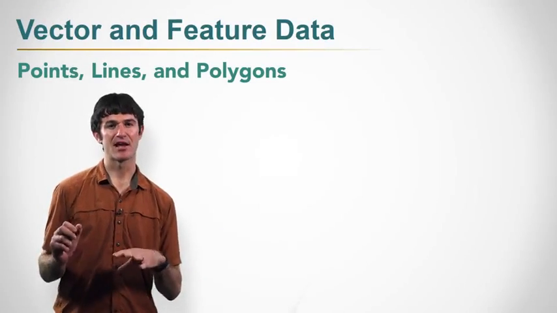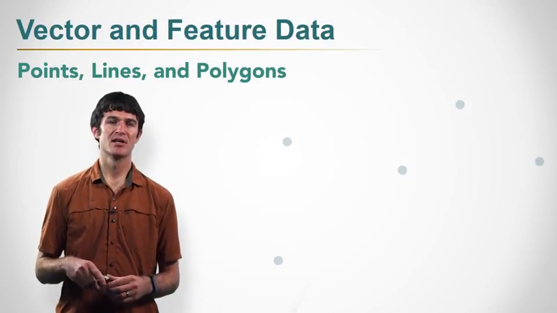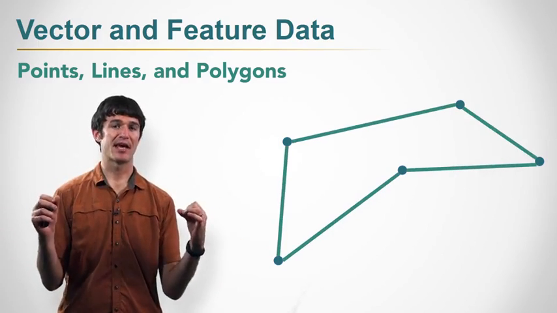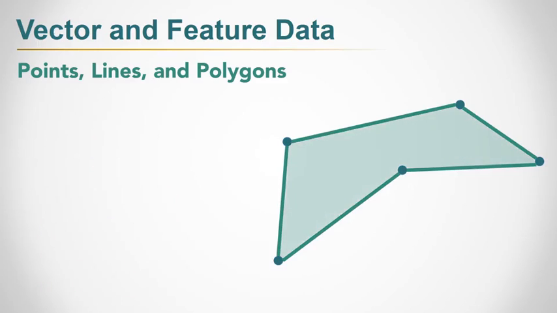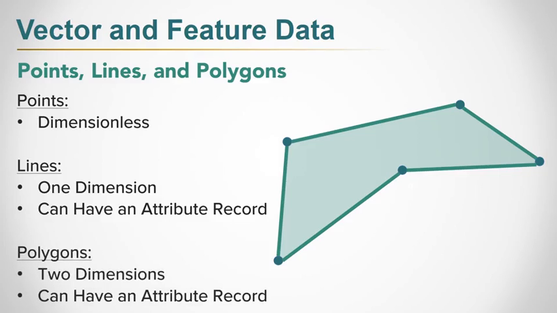To build vector data, you need points, lines, and polygons. Those are the primary types of vector data that you have in GIS. So points build lines, lines build polygons, with points being connected by an edge to make a line, and lines being connected all the way around back to the origin to make a polygon. Points are dimensionless. They are represented with size, but they're infinitely small in practice. Lines are one-dimensional. They move in either direction. And each segment of a line can have an attribute record, just like each point can have an attribute record. And then polygons are, by default, two-dimensional, and each polygon can have an attribute record.